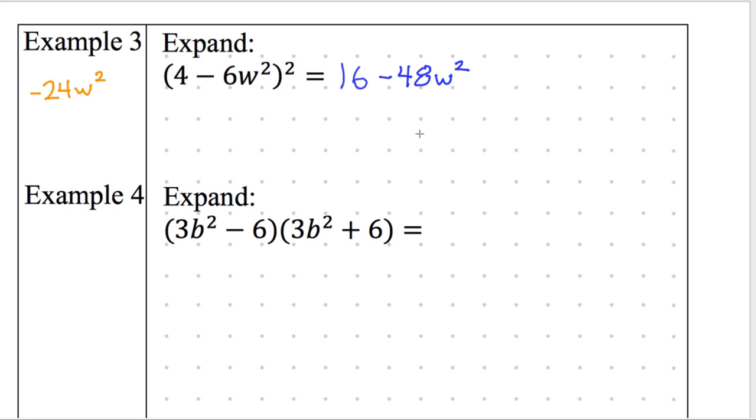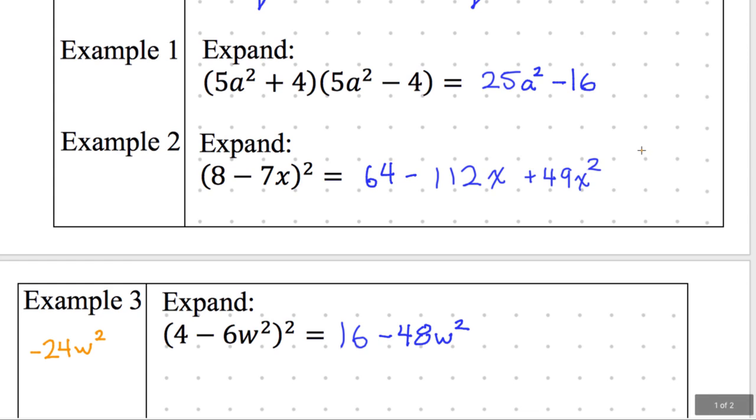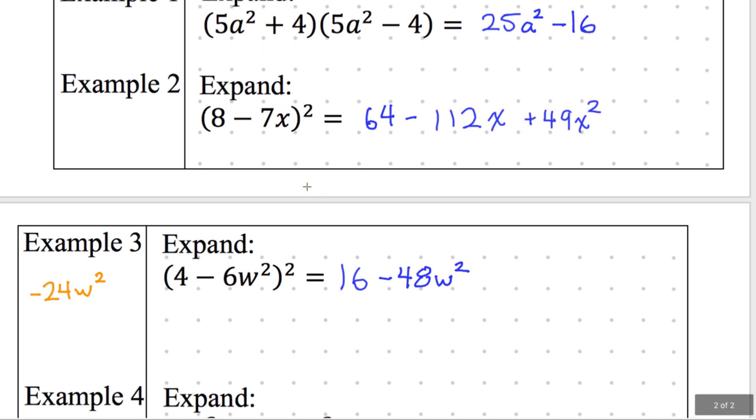Do you guys agree that it is negative 48w squared? Give me a thumbs up or a thumbs down. It is correct. That is correct. It's negative 48w squared. Yeah, because it didn't have the square. Oh, yeah. Wow. That's good. Yeah, good job.